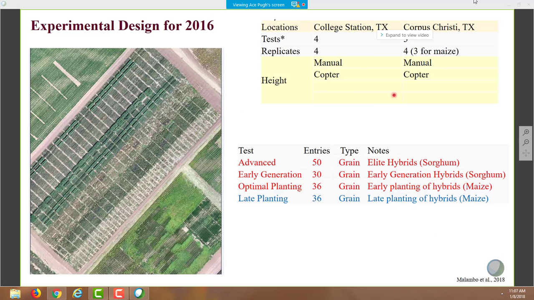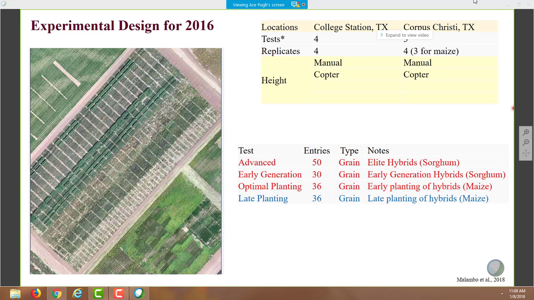Now, this is the experimental design for the project. Basically, we had 4 different tests of material, 2 for each crop. And you can see that they were all measured using different rotary wing UAS. I believe that it was a Phantom 3 in College Station and a Phantom 4 in Corpus Christi. And there's 2 sorghum tests, as I said. There's the advanced sorghum test, which is composed of elite hybrids, and the early generation test, which is composed of early generation hybrids, as the name suggests.